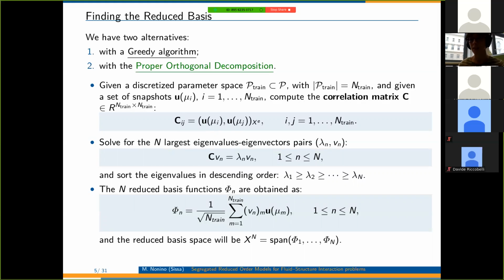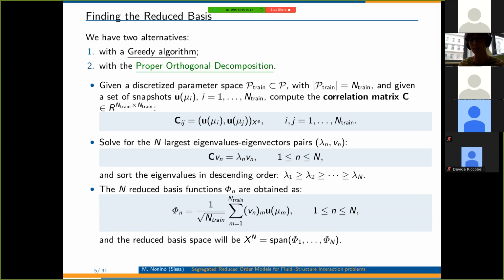So basically, this is the POD in a nutshell. You start by discretizing the parameter space, and you obtain a training set of n-train values of the parameters. Then for each of the parameters in the training set, you compute the snapshot. Then the first thing that you do is you build the correlation matrix whose entries are basically just the scalar product between two snapshots. Then you solve an eigenvalue eigenvector problem, and you order the eigenvalues that you found by decreasing order of magnitude.